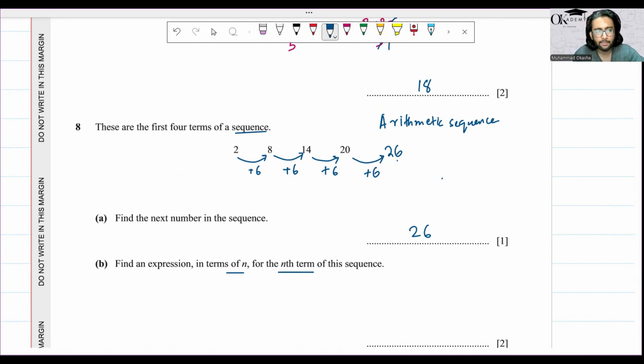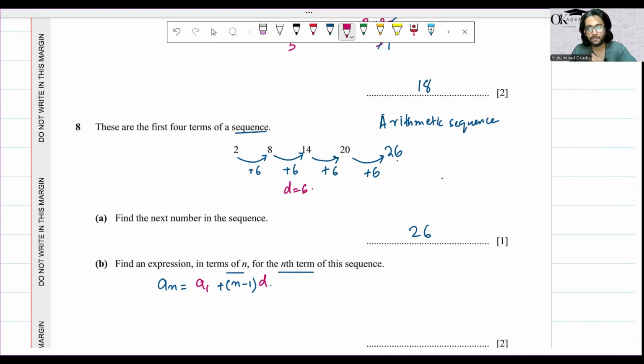So how do you find the nth term? For an arithmetic sequence, we know the nth term is equal to a1, the first term, plus (n minus 1) times d. We only put the values for a1 and d. We don't put anything for n; we keep it as it is. d is the common difference. We know that d is equal to 6, because this is the common difference.